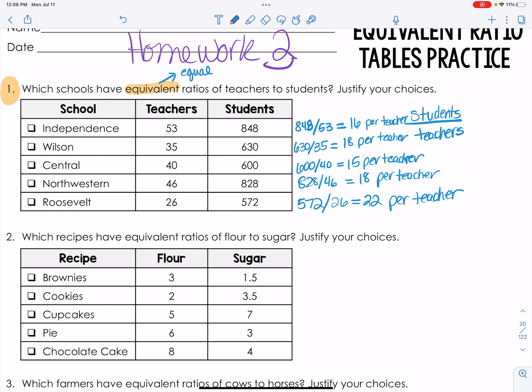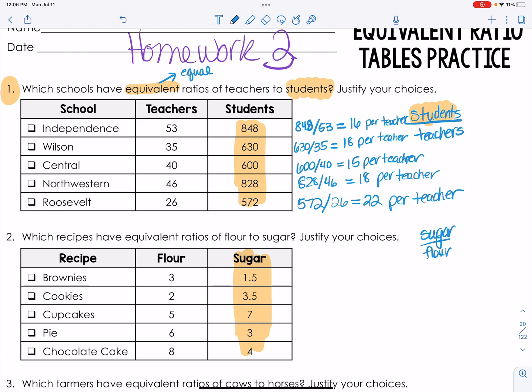And so teachers to students. It doesn't really matter. Even if you divided the other way, you would get decimals, which is completely and totally fine. But I think it's easier if it's wanting students, then you're going to put the students on the top. On the next one, it says flour to sugar, so I would put the sugar on the top. I would take the sugar and divide it by the flour, okay?